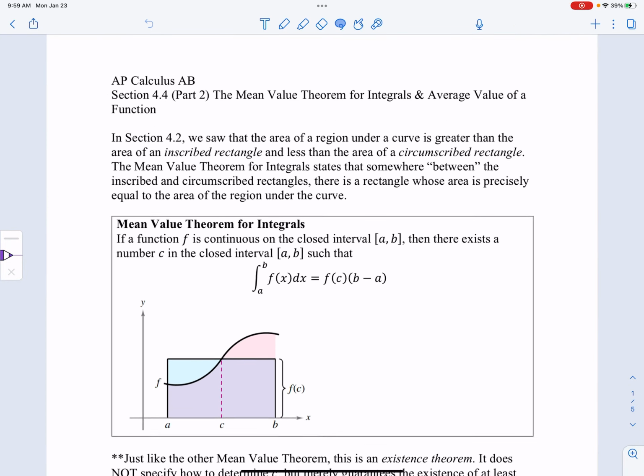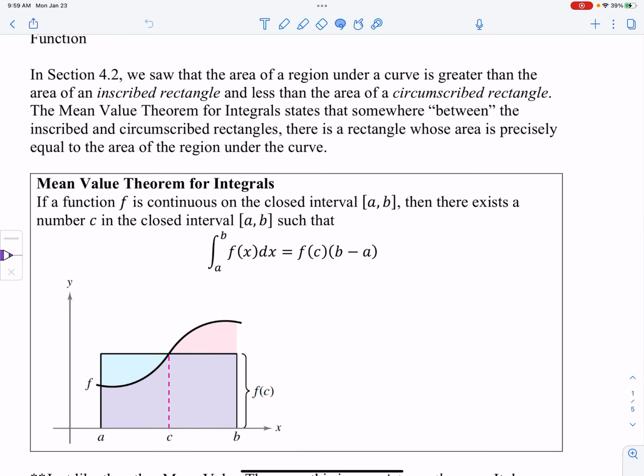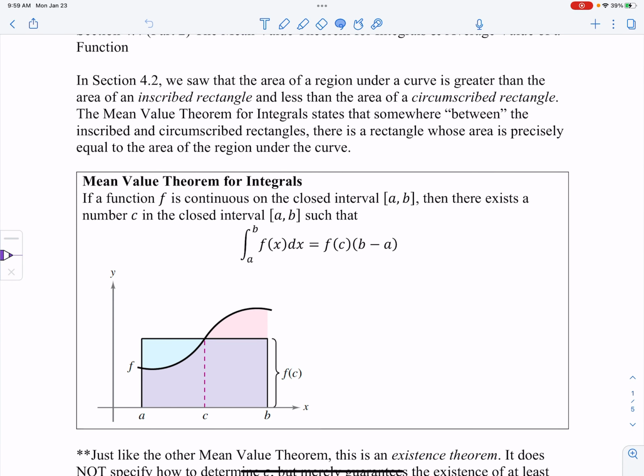Hi there, this video is section 4.4 part 2, the mean value theorem for integrals and average value of a function. So in section 4.2 we saw that the area of a region under a curve is greater than the area of an inscribed rectangle and less than the area of a circumscribed rectangle. Right, we used those types of rectangles when we were calculating lower and upper sums.